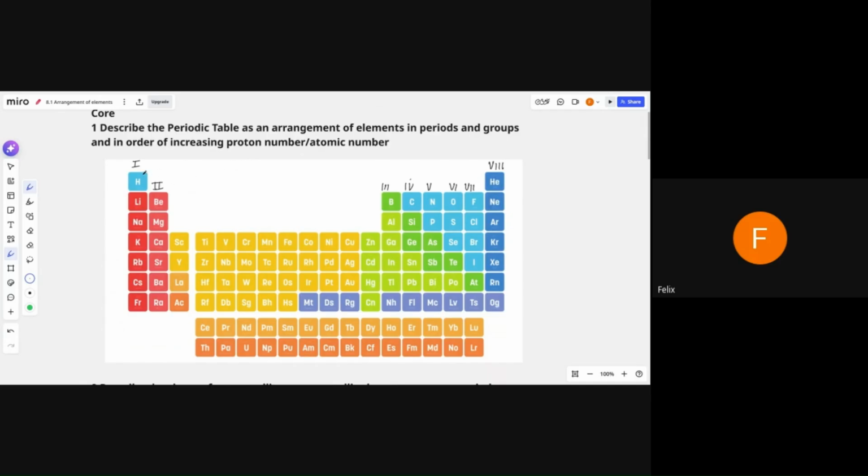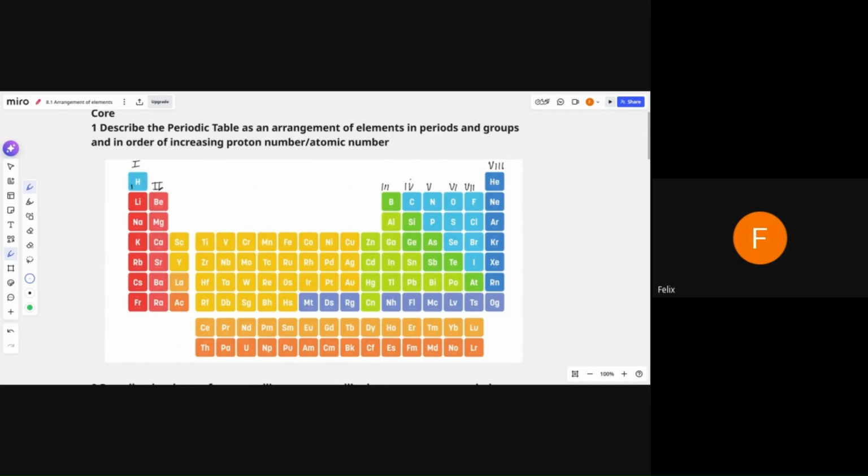So group 1 is called the alkali metals. Group 2, alkaline earth metals. Group 3 is the boron family. Then the carbon family, nitrogen family, oxygen family. Group 7 are called halogens. And group 8 are called the noble gases, right? So the periodic table begins from hydrogen. It has the atomic number of 1, the number of protons.